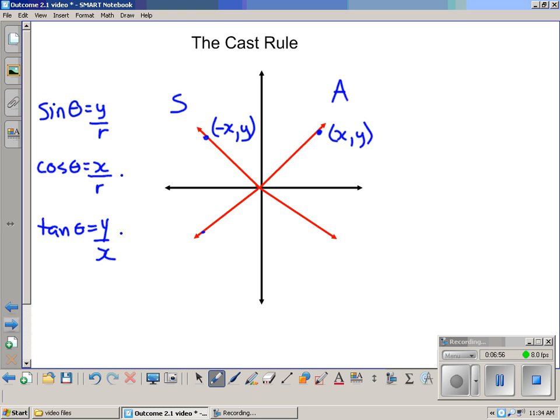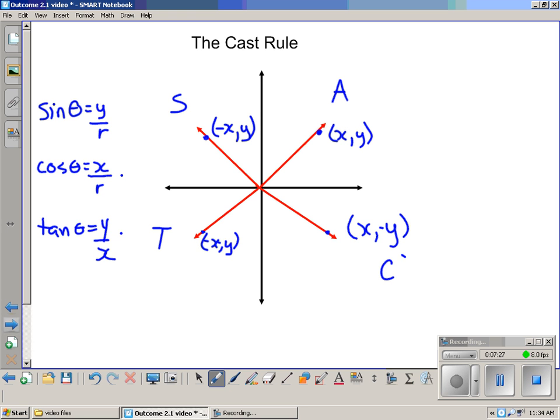In quadrant 3, both x and y are negative. So sine would be negative, cosine would be negative, but tangent, which is y over x, would be positive. Looking in quadrant 4, x will be positive, but y will be a negative value. So in this case, sine will be negative, cos will be positive, but tangent will be negative.